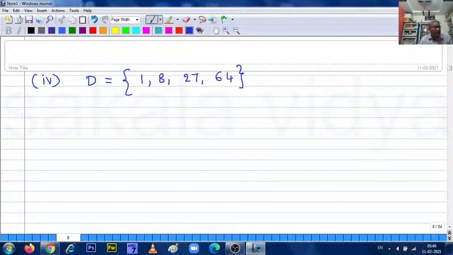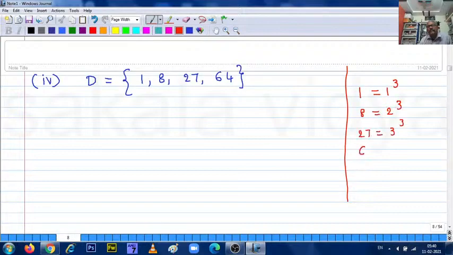So let us write it in the set builder form. You check here, this 1 can be written as 1 cube, 8 can be written as 2 cube, 27 can be written as 3 cube, 64 can be written as 4 cube. They are the cubic numbers. In place of 1, 2, 3, 4, you can write n, and n cube. But n is from where to where? In between 1 to 4, or you can write 1 less than or equal to n, less than or equal to 4. This is the condition you can write.